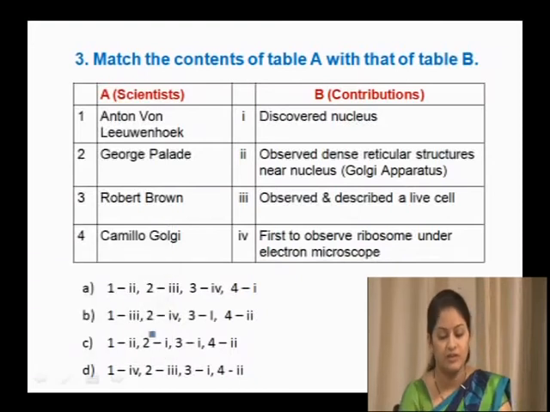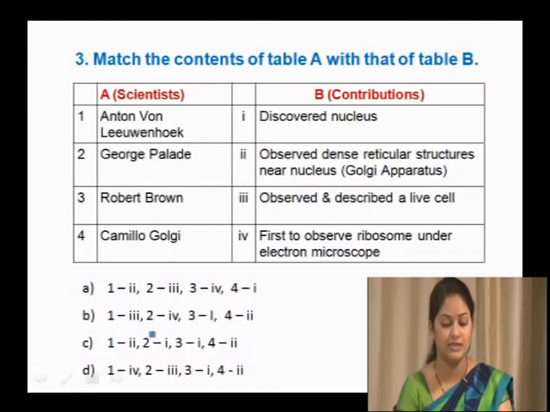So the options are mentioned below. What you can observe here is there are 4 options. The options run like this: option A is 1-2, 2-3, 3-4, 4-1, and options B, C, D run in the same way. So let us try to understand the contributions of every scientist. Starting with Anton von Leeuwenhoek, we already know that he was the first one to observe and describe a live cell. So for the first one, the option is Roman number 3.